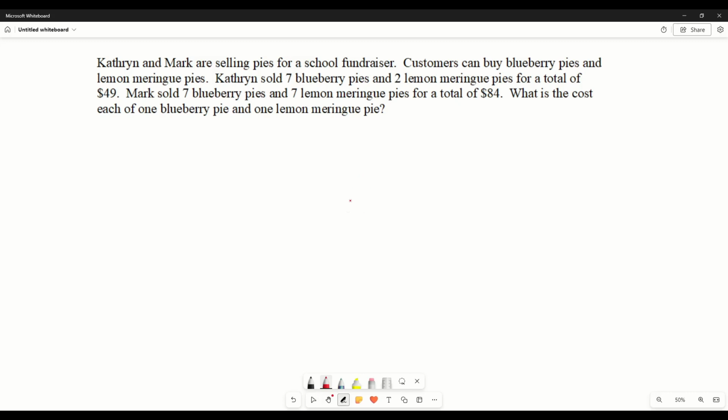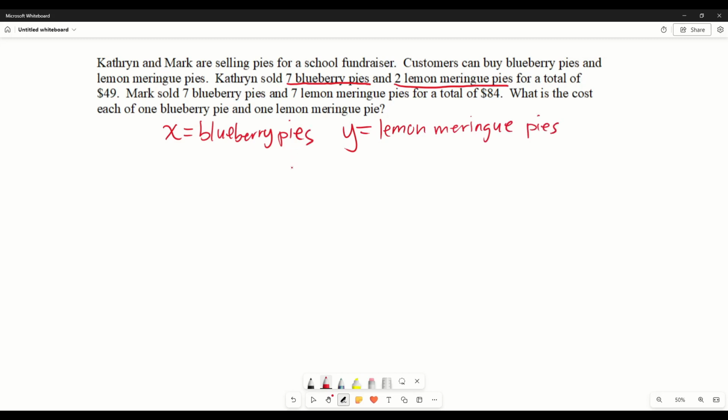We are actually given two variables here. We have blueberry pies and lemon meringue pies, so either one could work. I'm going to set x equals our blueberry pie, and y is going to be our lemon meringue pies. Okay, so we just set up our variables. It doesn't matter if x is our meringue pies or y is our blueberry pie.